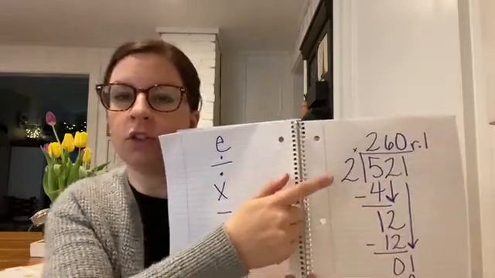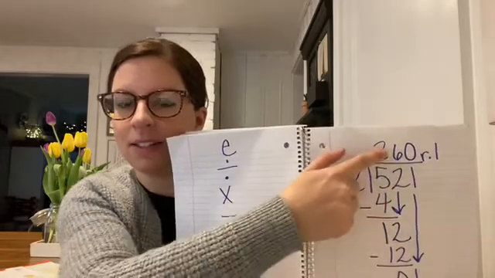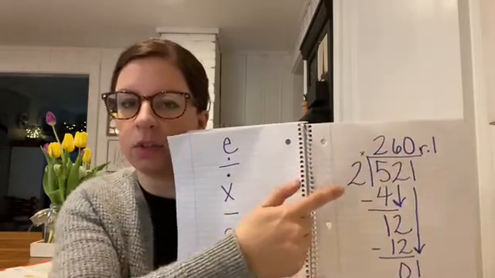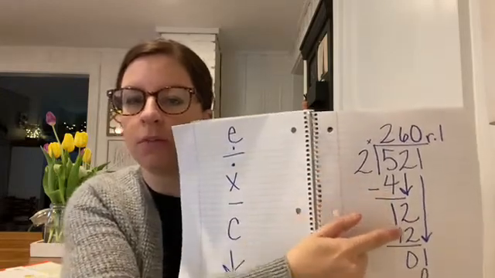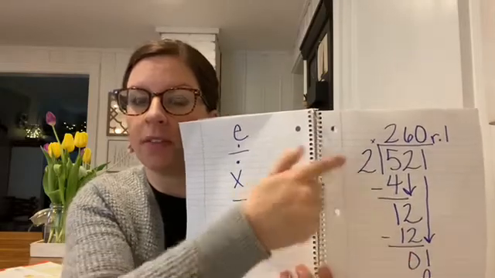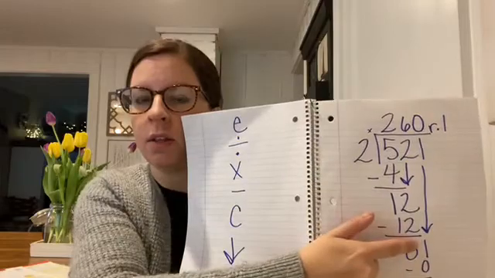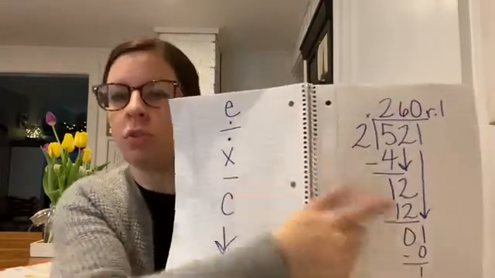How many times does 2 go into 12? 6. So 6 times 2 is 12. 12 minus 12 is 0. Okay, 0 is obviously smaller than 2. So I bring down the 1. How many times does 2 go into 1?